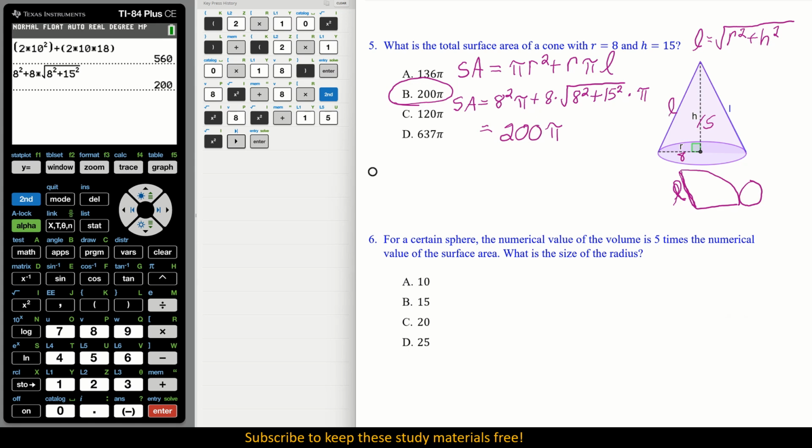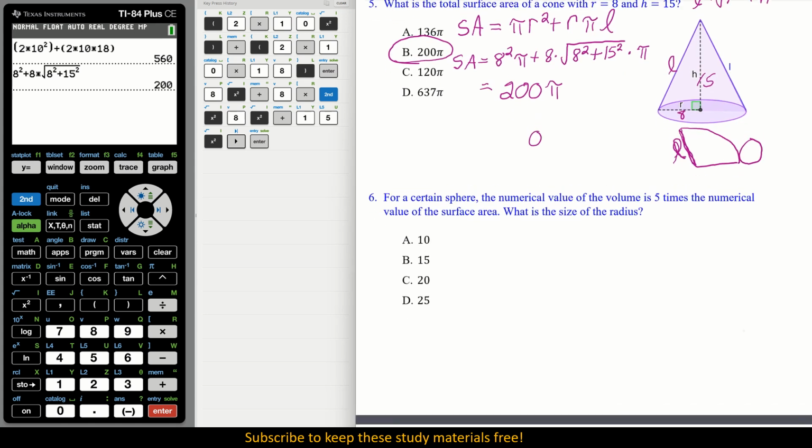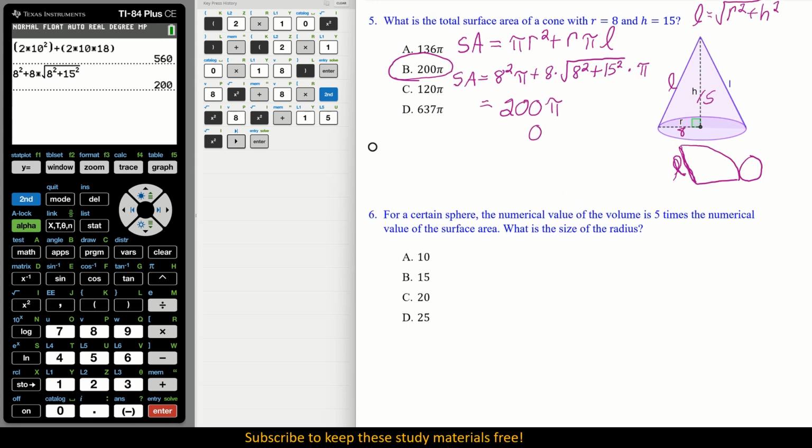Great, okay. Now, if you're still a little shaky on the surface area of a cone and the area of a cone, that is something, if I were you, I would go look that up and watch a few good videos before I take the test.